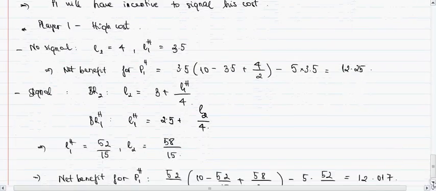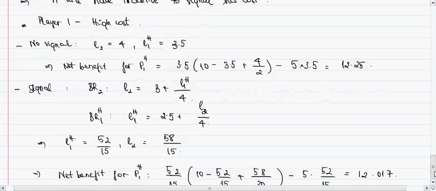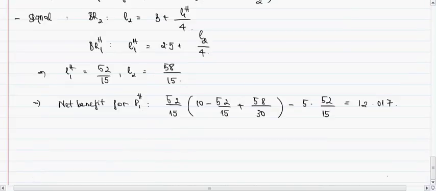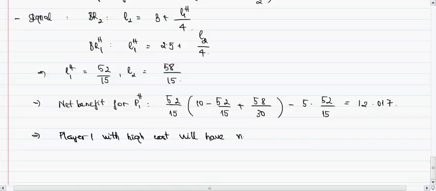If we compare the net benefit under the case of no signal, it's going to be 12.25, and if he's signaling that he is a high cost person, he will only get a net benefit of 12. Therefore, player 1 of a high cost will have no incentive to signal his costs.